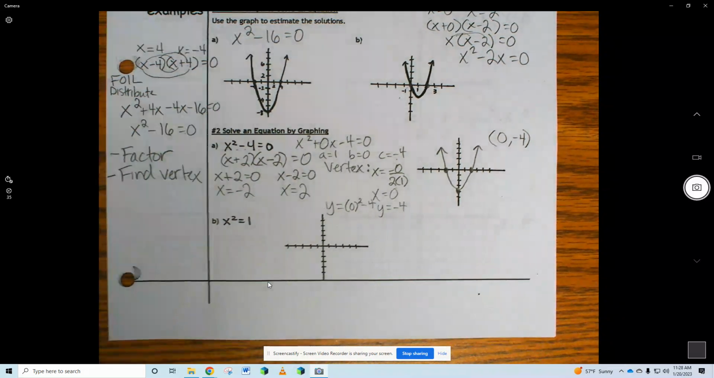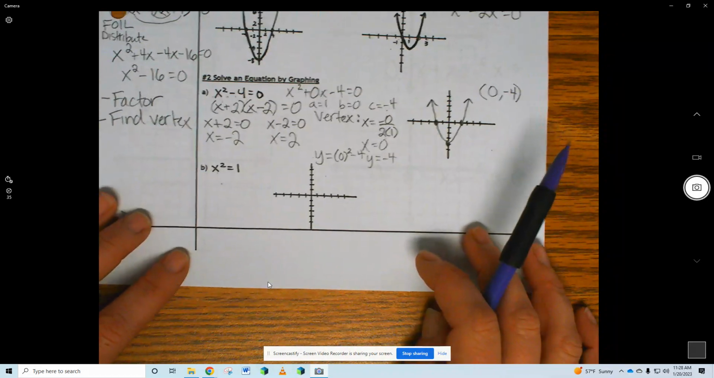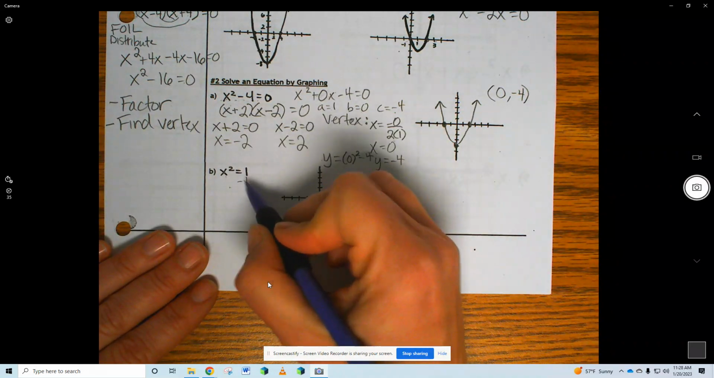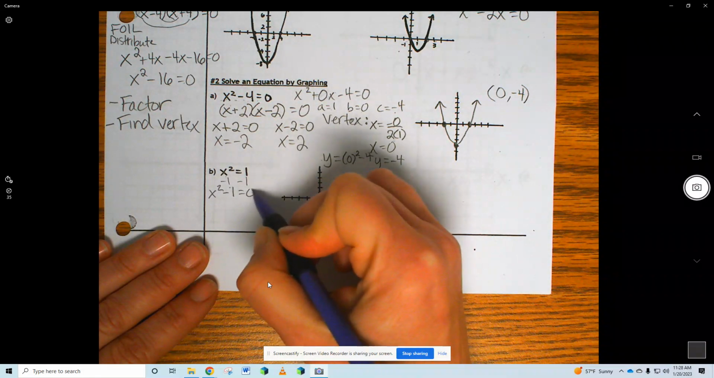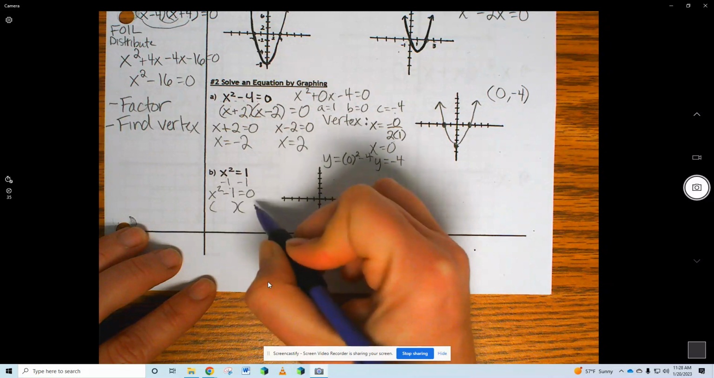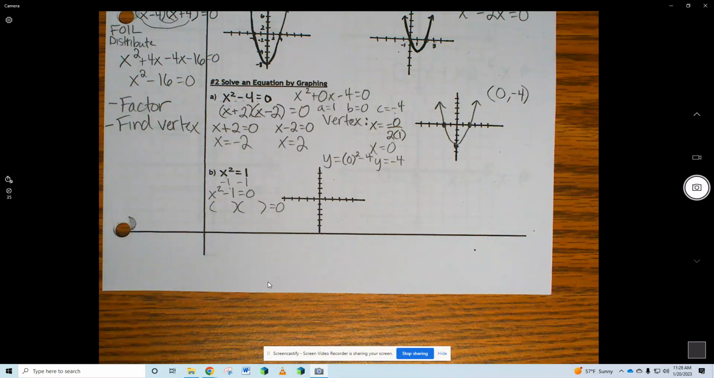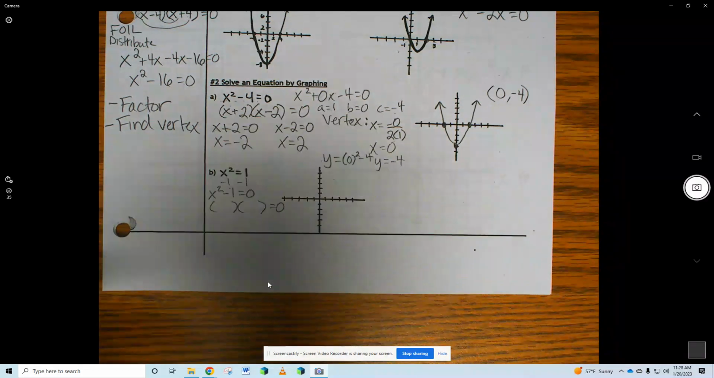On this one, x squared equals 1, I really want it to say equals 0. So I need to move the 1 over. So subtract the 1 and then factor. Pretty confident that you guys can do this. So what 2 numbers make 1? This is called difference of squares. Factor it.